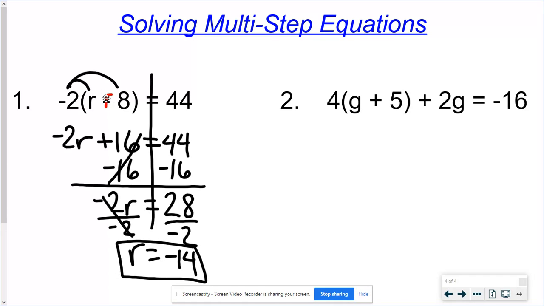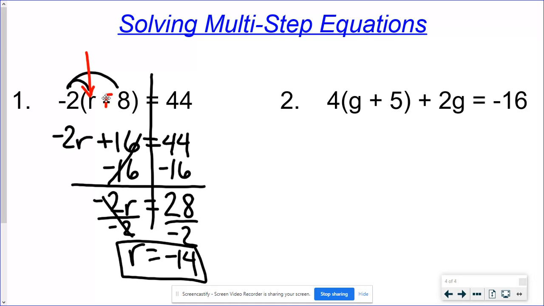Again, if I check this with a substitution, when I put the negative 14 in place of the r, when I put it right here, negative 14 plus a negative 8, that would be negative 22, times the negative 2 in front would be a positive 44.